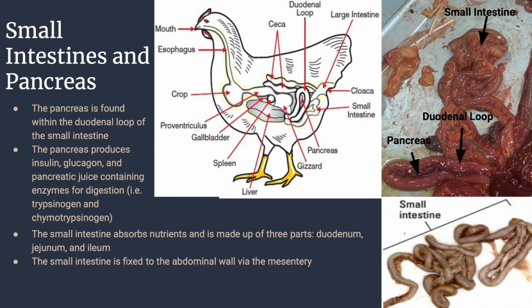After food material exits the gizzard, it enters the small intestine. The small intestine absorbs nutrients from food, and it is made up of three parts: the duodenum, jejunum, and ileum. The small intestine is fixed to the abdominal wall via the mesentery. Part of the small intestine is the duodenal loop, which contains the pancreas. The pancreas produces insulin, glucagon, and pancreatic juice containing enzymes for digestion, like trypsinogen and chymotrypsinogen.